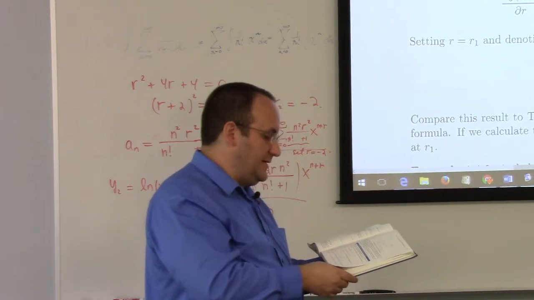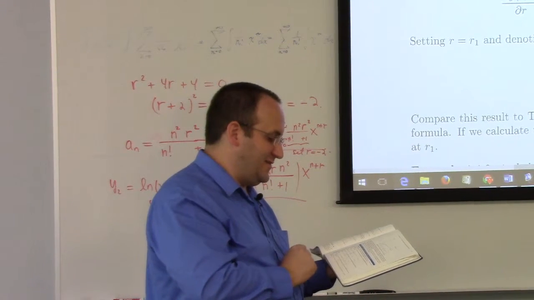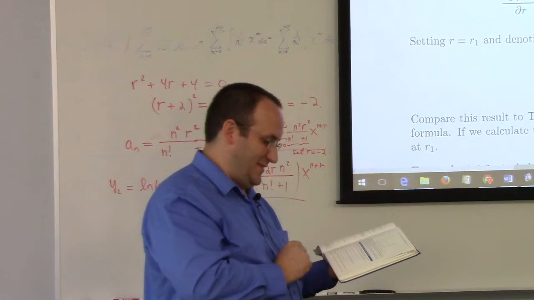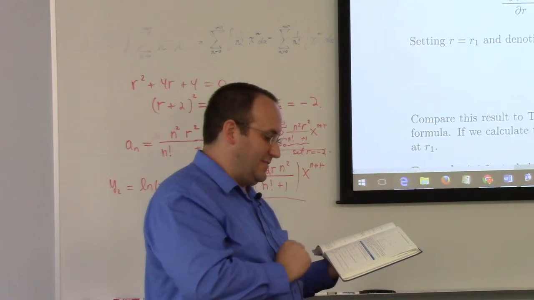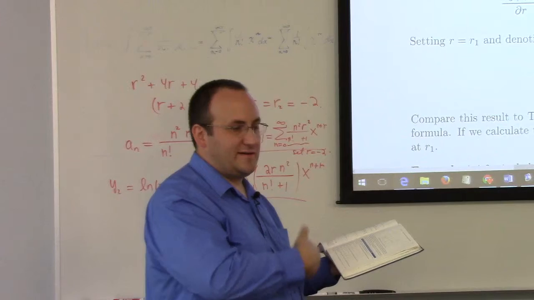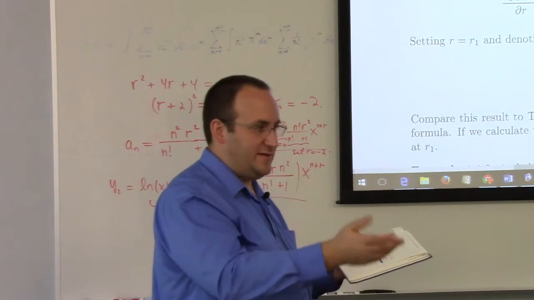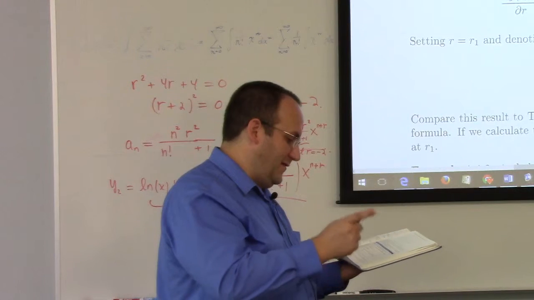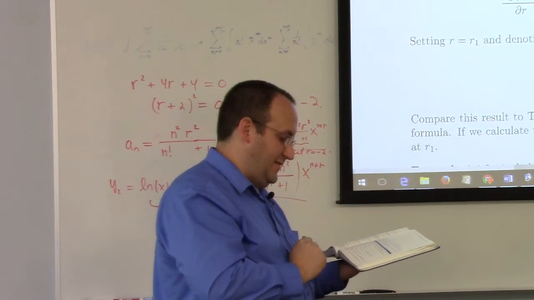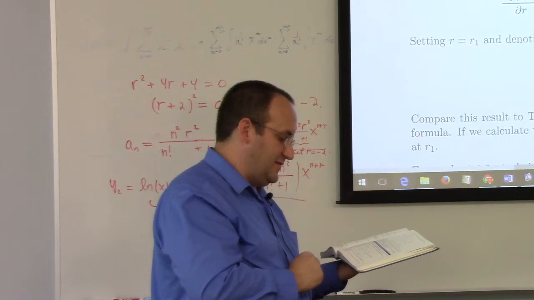So if r1 minus r2 is not an integer, then there exist two linearly independent solutions of the form like we started with today. You just plug in the different indices. Great, good to go. If r1 equals r2, then there exist two linearly independent solutions of the form.